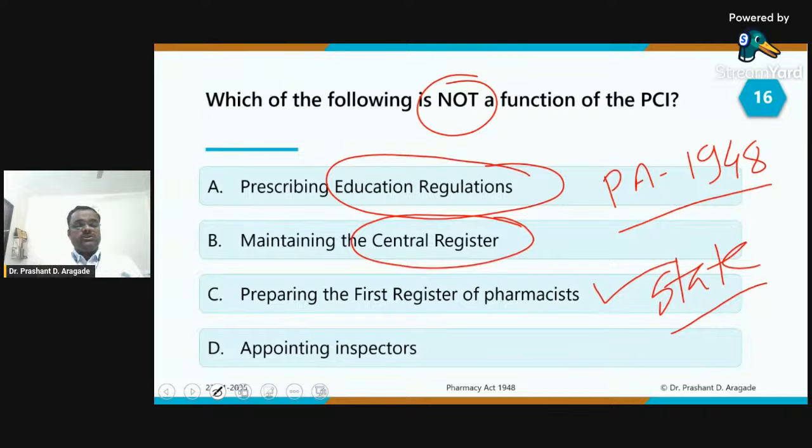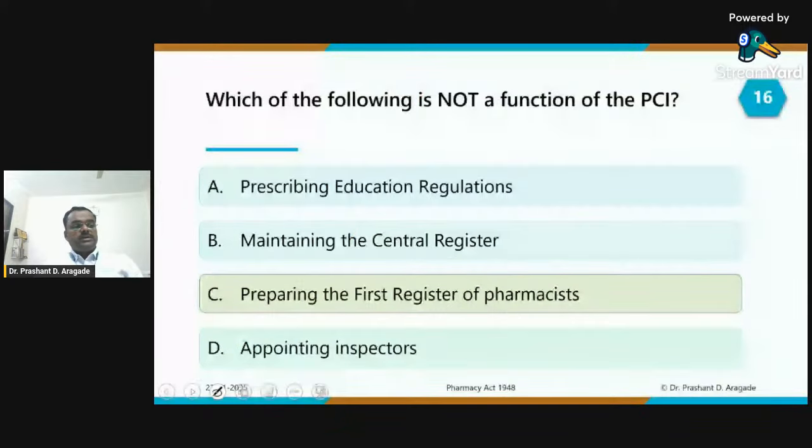Many of you have given the option D, but correct option is option C, preparing the first register of the pharmacist. Appointing of the inspector is also the function of PCI. So correct option is option C. Preparing the first register of pharmacist is not a function of PCI, Pharmacy Council of India.